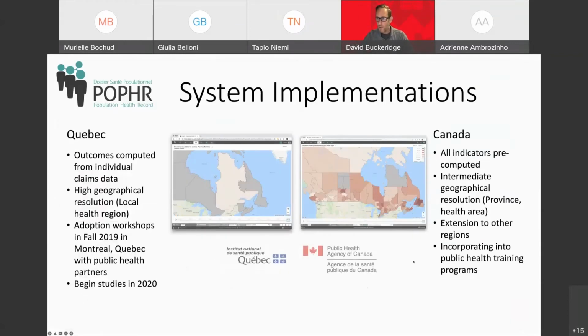So far, we've implemented this infrastructure in two major settings. One is in the province of Quebec, which you see on the left, done together with the Quebec Public Health Institute, using very high resolution data. Here we're connected literally to individual level claims data for the 8 million people in the province, which allows us to calculate those health outcomes. And we also have very high resolution measures available down to the health region for the determinants and risk factors.